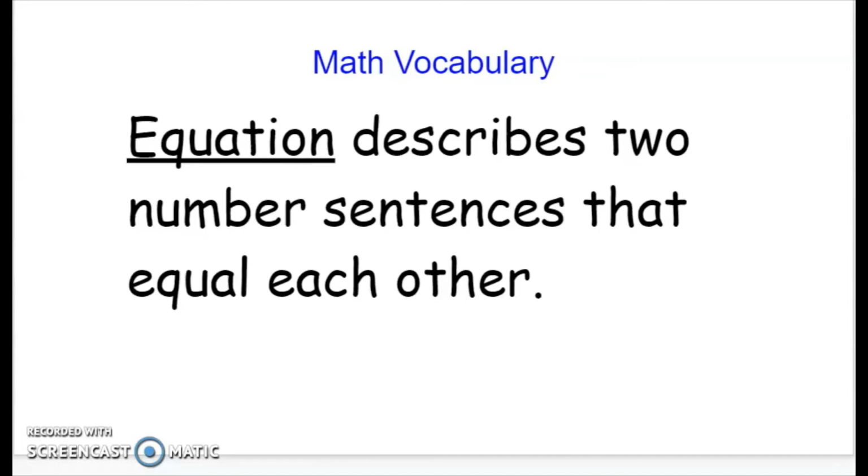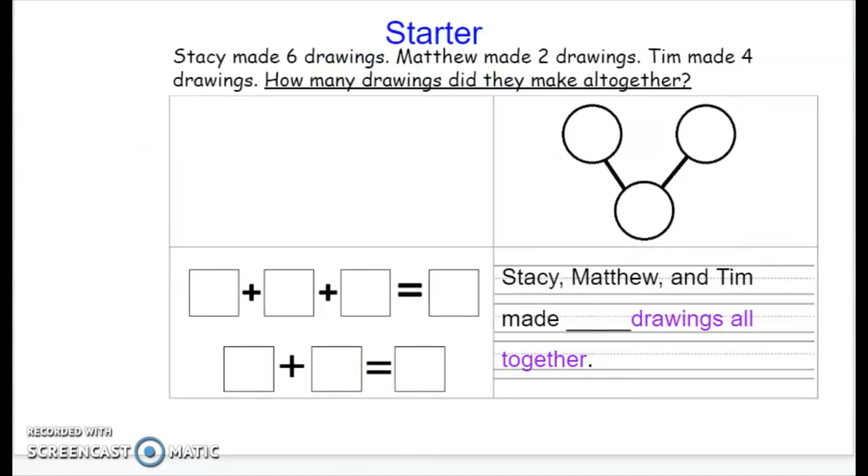Alright, my friends, let's go ahead and begin our starter problem. Read with me or in your head as I read out loud to you. Stacy made 6 drawings. Matthew made 2 drawings. Tim made 4 drawings. How many drawings did they make all together? Remember, my friends, great mathematicians, we always go back and reread the problem so we know exactly what we are doing.